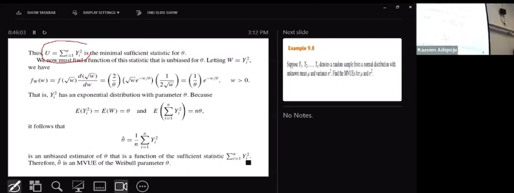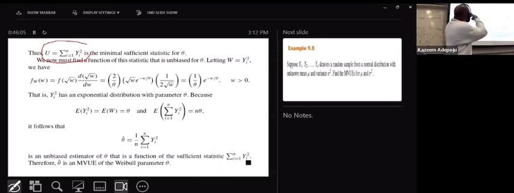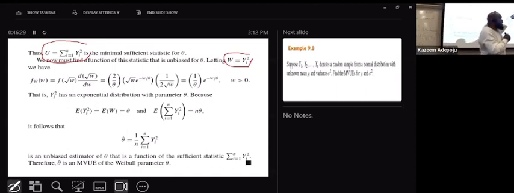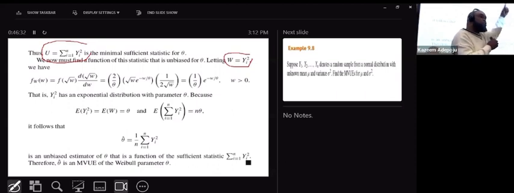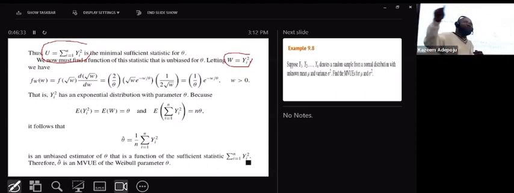Now, from this particular sufficient statistic, I can concentrate on just y squared, and I'm going to call it a new variable, w equal to y squared. Initially, what do I have? Summation y squared, right? I can just pick on y squared. And if I pick on y squared, where I have a new variable, w equal to y squared, you need to go back to chapter 6.